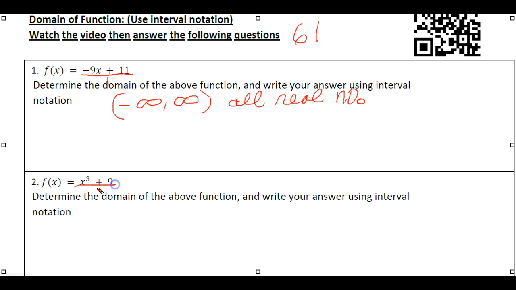And looking at number 2, would any value of x make the denominator, which is a 1, a 0? And the answer is no. So for number 2, it is the same. From negative infinity to positive infinity. That would be the domain of this function. That is, values of x could be any or all real numbers.